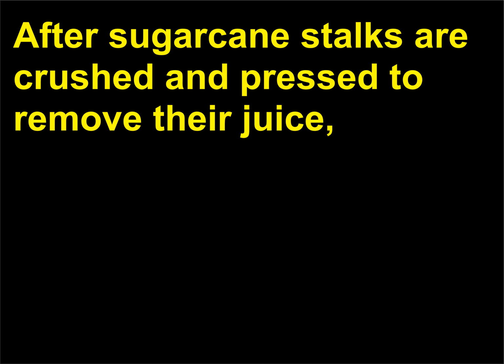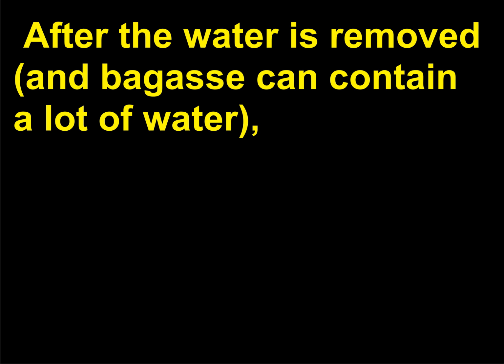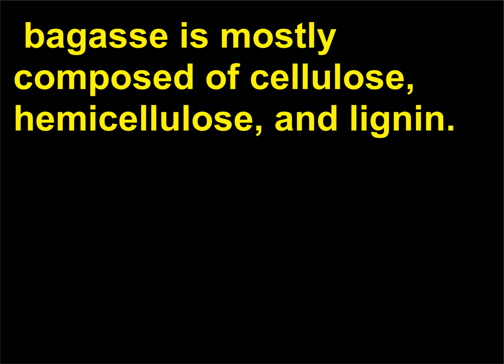What is bagasse? After sugarcane stalks are crushed and pressed to remove their juice, the remaining plant matter is known as bagasse. After the water is removed, and bagasse can contain a lot of water, it is mostly composed of cellulose, hemicellulose, and lignin.